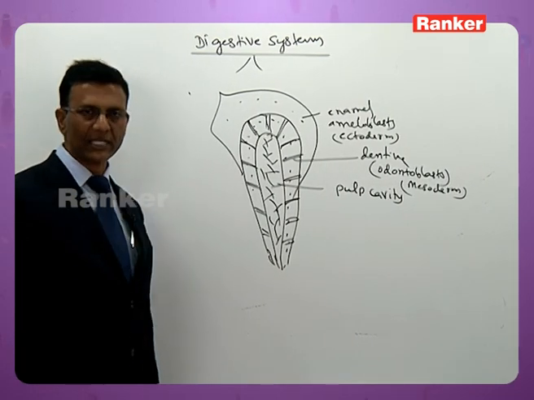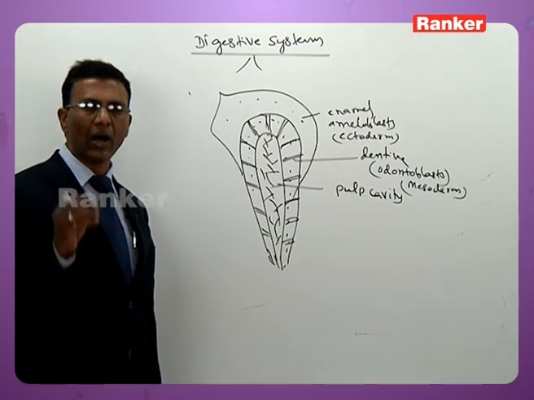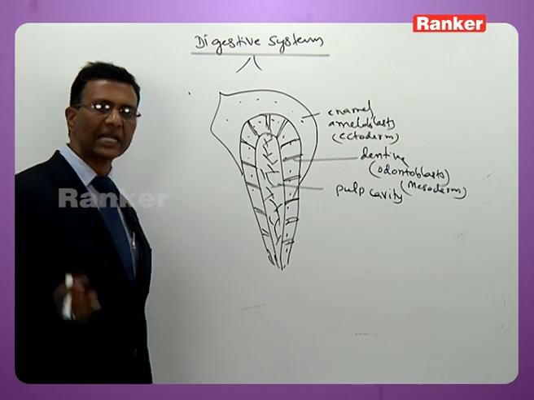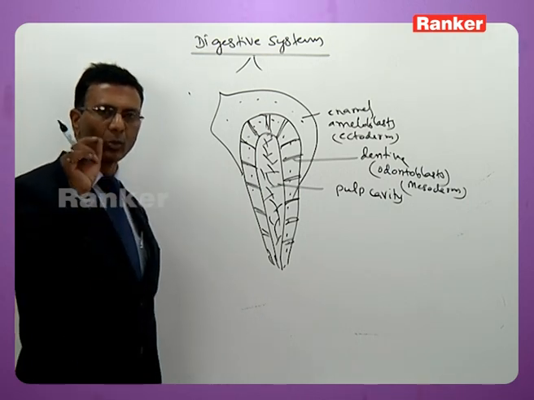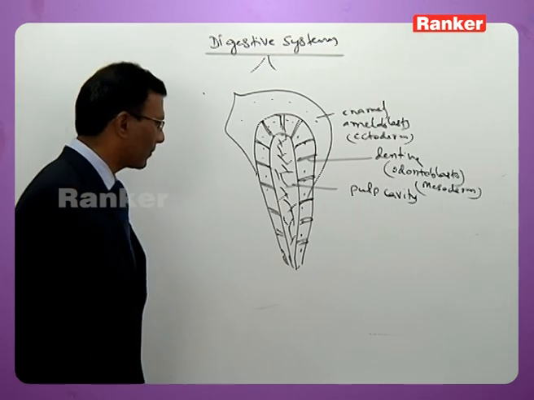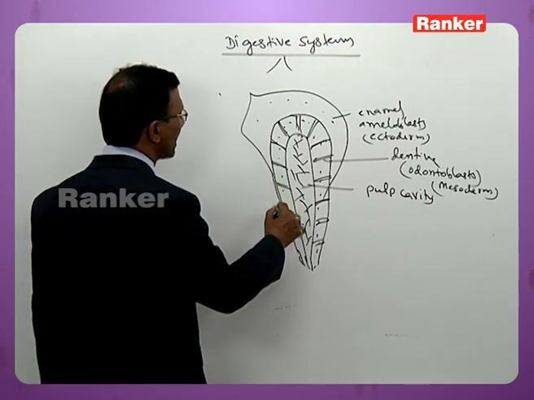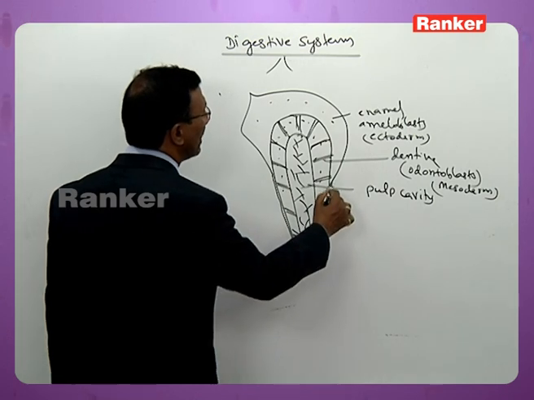When enamel is lost, all the teeth develop sensitivity. When enamel is lost, the dentine gets exposed, that is, a particular tooth develops sensitivity. Now the root part. The root is covered by a substance called cement like this.